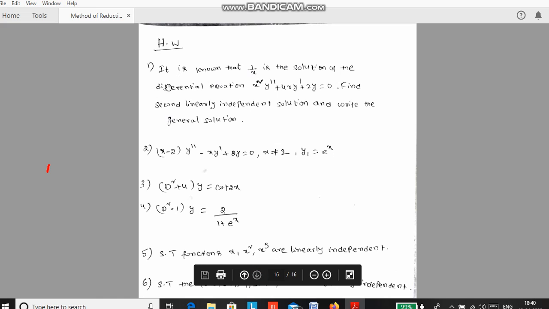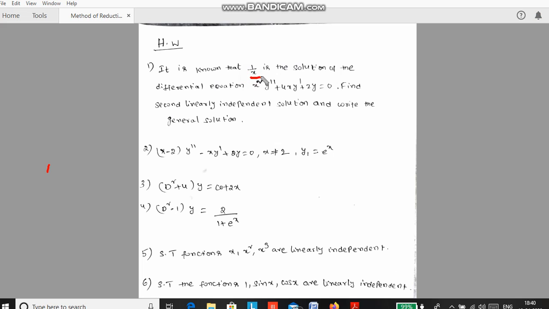Next, see the homework problems. First homework problem: it is known that 1 by x is the solution of the differential equation x square y double dash plus 4xy dash plus 2y is equal to 0. Find a second linearly independent solution and write the general solution. So here one solution is known, 1 by x. In the given differential equation, a0 of x is equal to x square, a1 of x is equal to 4x and a2 of x is equal to 2.